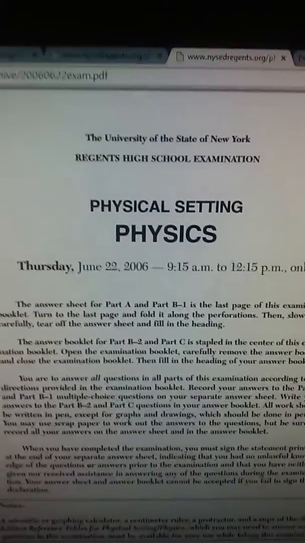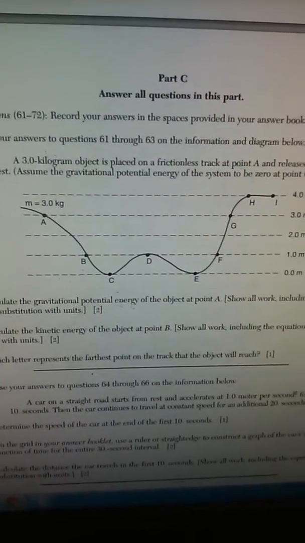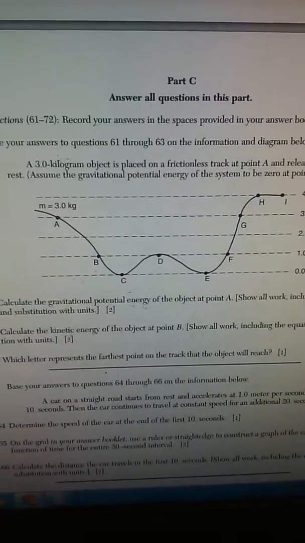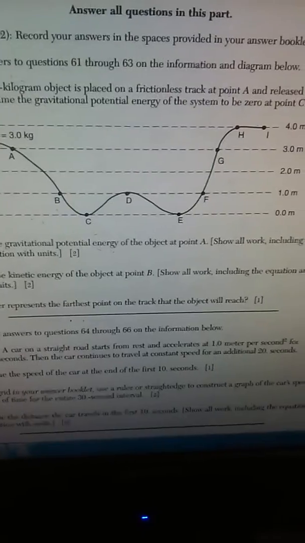This is a question from the June 2006 Physics Regents exam. It's number 61. A 3 kilogram object is placed on a frictionless track at point A and released from rest. Calculate the gravitational potential energy of the object at point A.